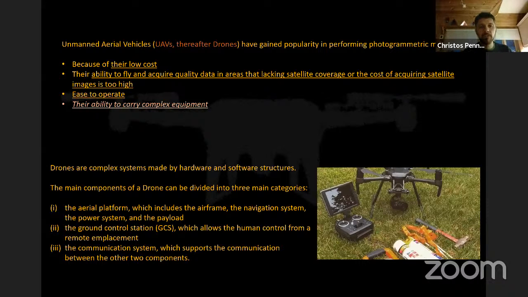The main components of a drone can be divided into 3 categories: the aerial platform, which includes the airframe, the navigational system, the power system, and the payload; the ground control station, which allows human control from a remote location, so it is actually the remote control that we are using; and the communication system, which supports the communication between the other 2 components.